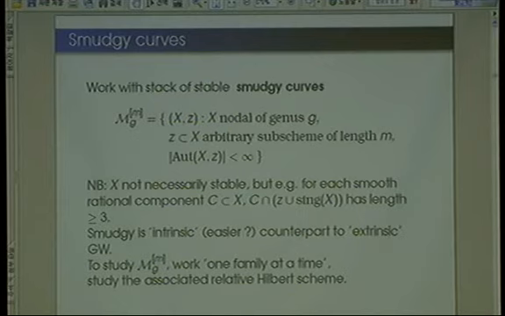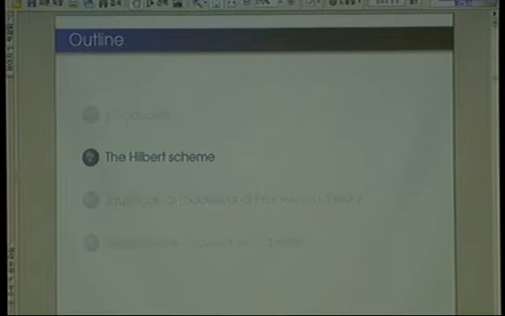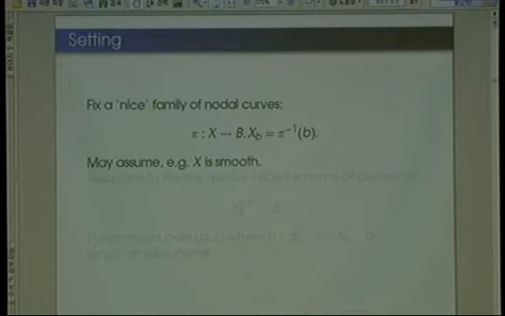So working with this space of smudgy curves, you can work one family at a time, so to speak. And then what we want to study is the relative Hilbert scheme of a given family. Okay, so that leads us to the Hilbert scheme. So let's start with a nice family of nodal curves. Its fibers are all nodal curves of fixed genus g. And in this, we may assume, if you like, that the total space is smooth. It doesn't make a big difference.